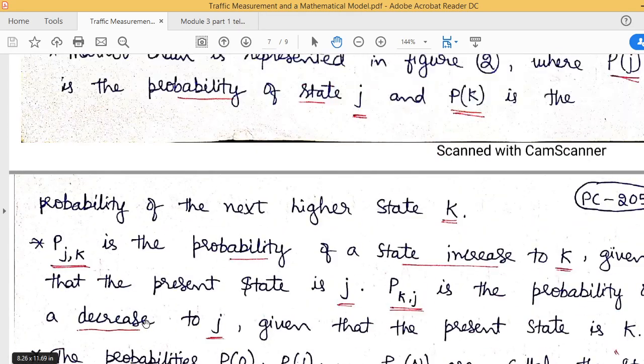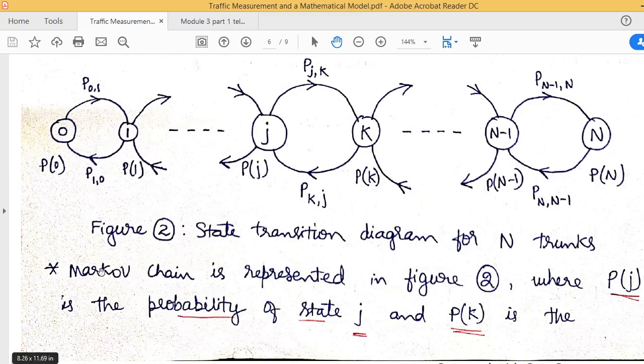As we have seen in this state transition diagram, P of j comma k is nothing but probability of call arrival. So once a call arrives, state changes from j to k. Similarly, once a call terminates, it changes from k to j. The probability P of k comma j, we call this probability of call ending, P of E, whereas this is probability of call arrival, P of A.